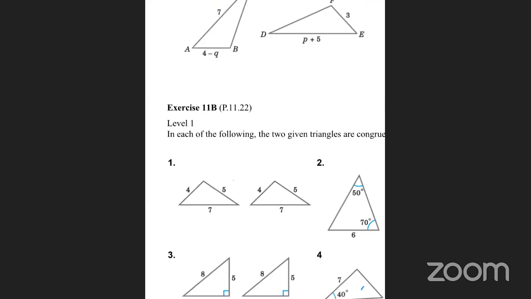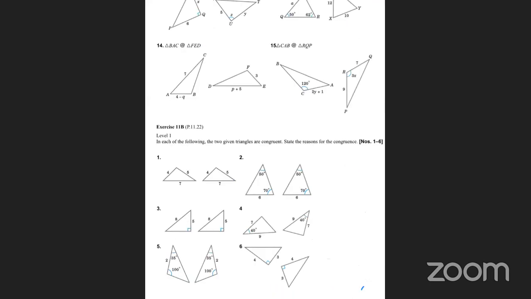Look at the first one, from question 1 to 6. Can you see the instruction here? In each of the following, the two given triangles. Now, this time in question 1 to 6, you are given that the triangles are congruent, but you need to tell the reasons why they are congruent, based on the information given, right?